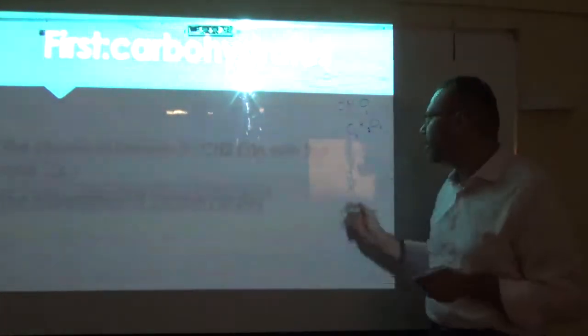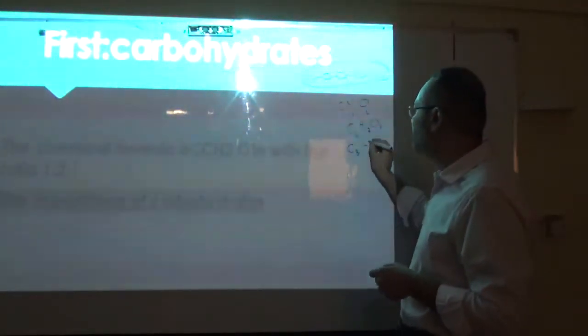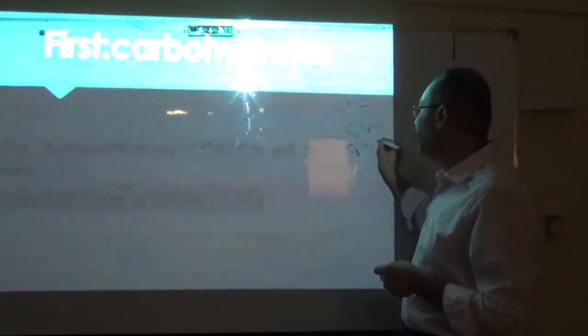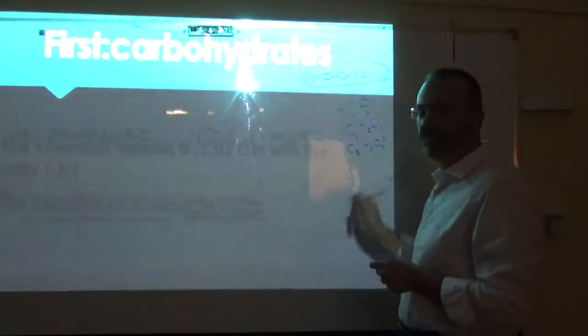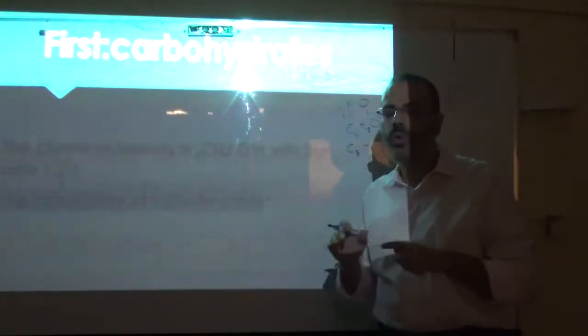If we see another example, for example, C3, that means the hydrogen will be what? The double of carbon, 6. And O will be 3. So we can conclude a chemical formula for all carbohydrates. What is the chemical formula of carbohydrates?